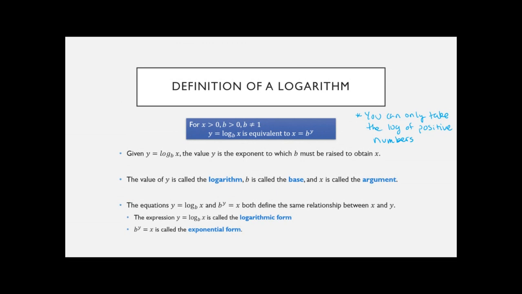They are the same relationship, just written in different forms. So they are equivalent, and you can convert from one form to the other depending on which is easier. When the log is involved, we call it logarithmic form. Otherwise, it's called exponential form. But these are equivalent equations.